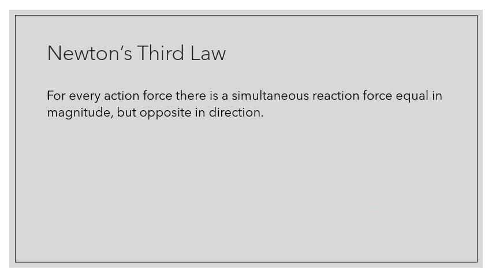Newton's third law states that for every action there is a simultaneous reaction force equal in magnitude but opposite in direction. So if you push on a wall, the force of you on the wall will push back, the force of the wall onto you, with the exact same magnitude but in opposite directions. So FAB is equal to negative FBA.